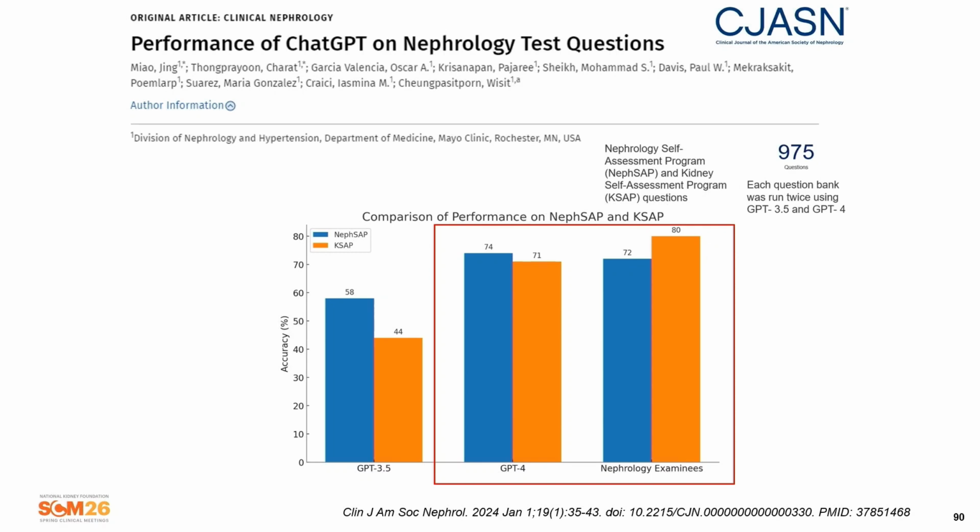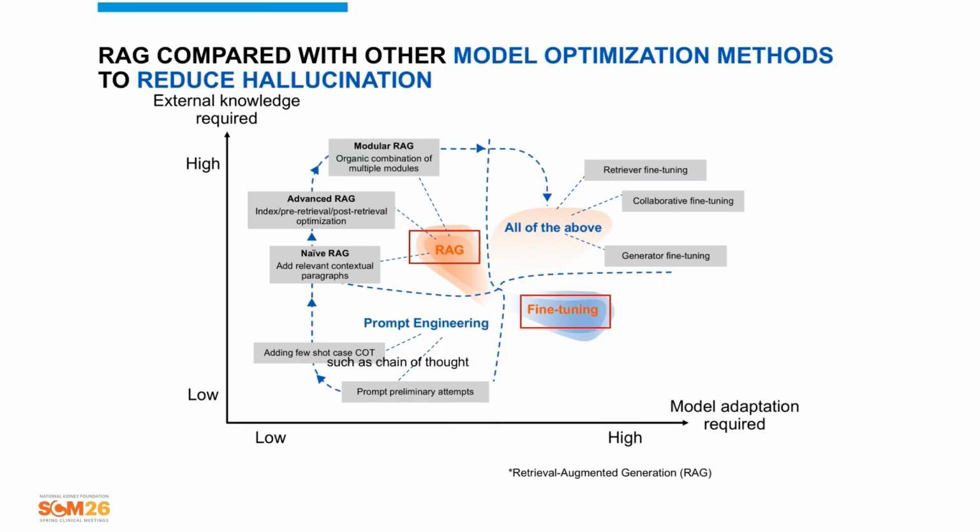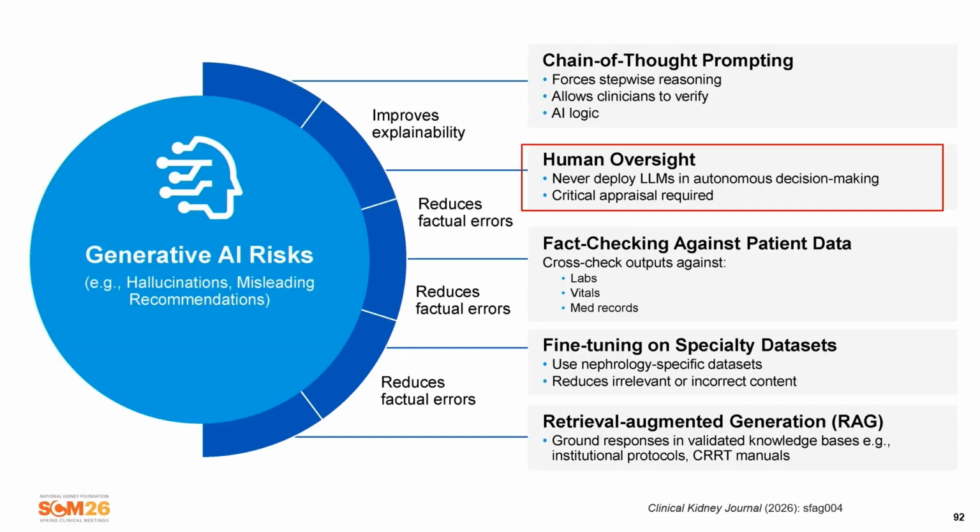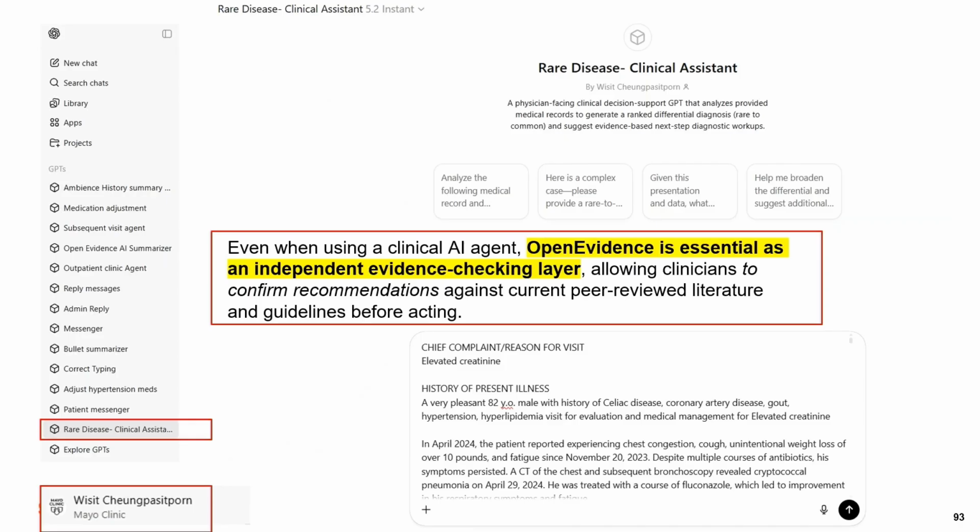Because as you know, the performance of ChatGPT is not smarter than us, nephrology providers. So we need to make sure that we improve the accuracy by having the knowledge base for the AI, as well as fine-tuning them, and the human always in the loop.